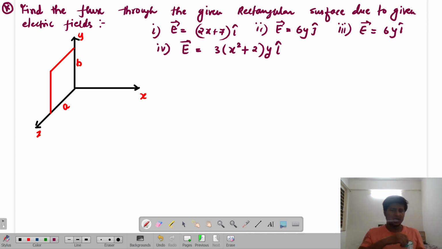So you see, are these uniform electric fields or non-uniform? Uniform or non-uniform? Hmm. Non-uniform means variable only. You have to say it like that.